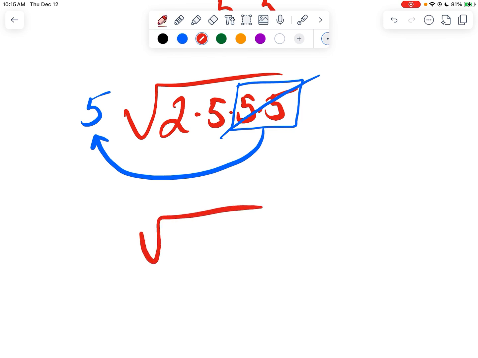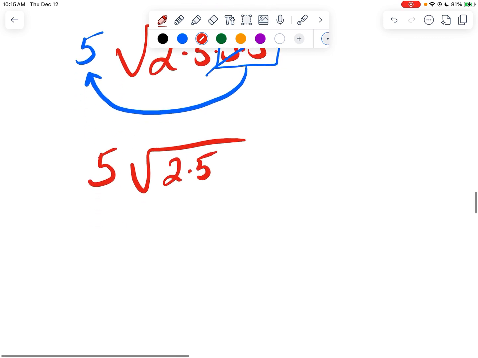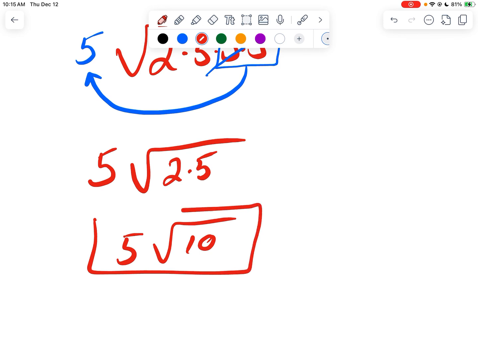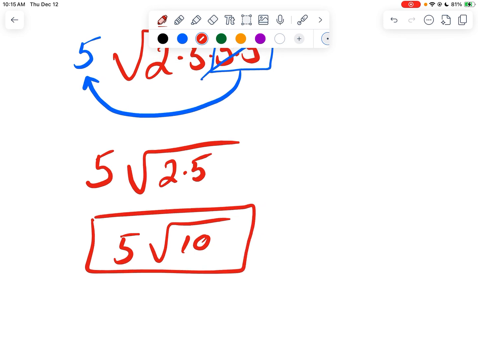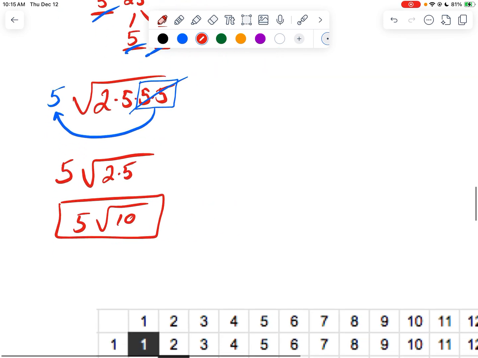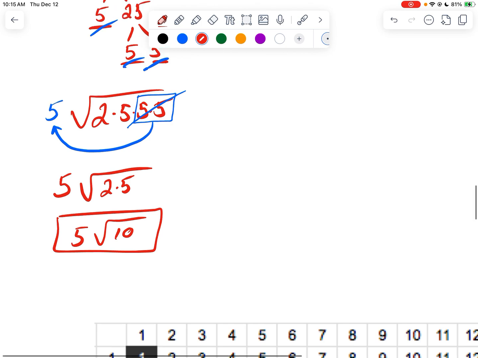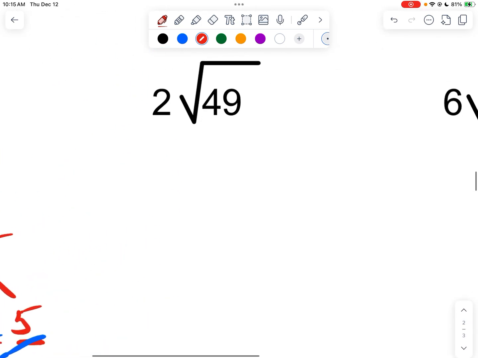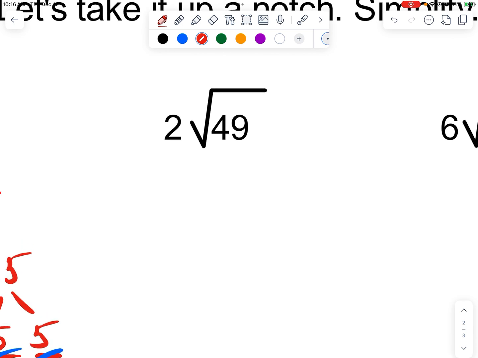So yeah, we move that pair of 5s outside, so I do have a 5 out there, but I still have a 2 and a 5 on the inside, in which case I would just go ahead and multiply them back together, and 2 times 5 on the inside gives me 10. And that's how we would rewrite that radical expression, okay? Now, if there's already a number on the outside like this, that doesn't change anything. We still go about the process like normal, okay?